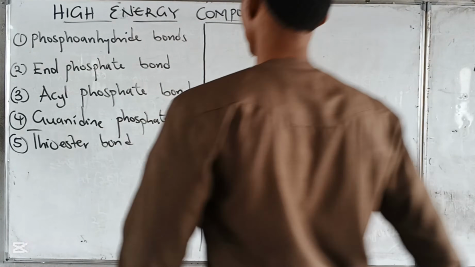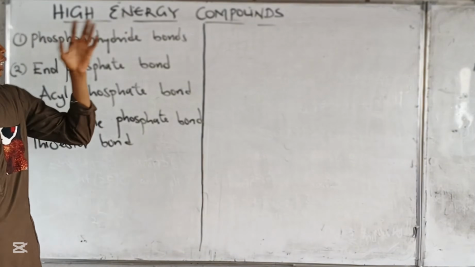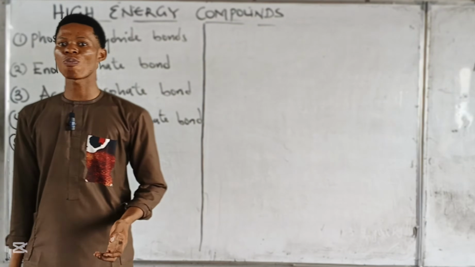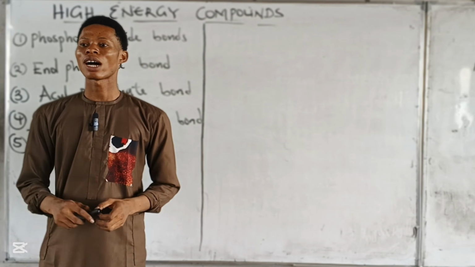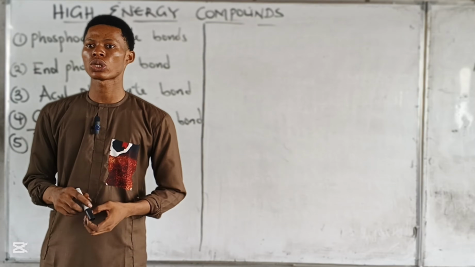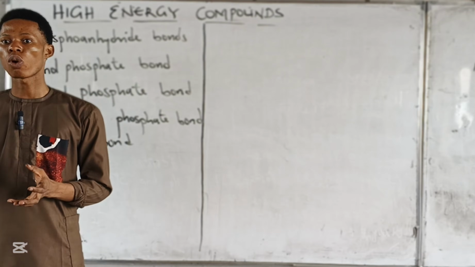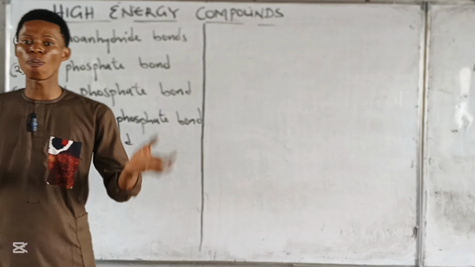Now please let's look up. Now we are going to be looking at high energy compounds and high energy bonds. High energy compounds and high energy bonds. Now when we talk about high energy compounds, they are also called what? Energy rich compounds.